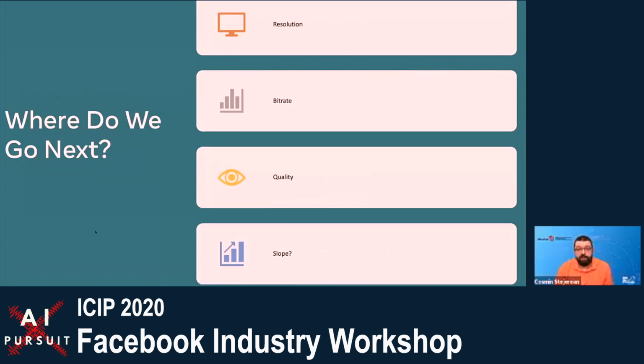So we looked today at a few different options. We talked briefly about resolution and bitrate, but really quality as being the primary way of doing this. And next, we're going to consider looking at slope, perhaps. We can use slope to perhaps determine points of diminishing returns of quality per additional bits. So that's something we're going to look into over the coming year. And who knows, maybe next year we'll talk more about that. Next slide.